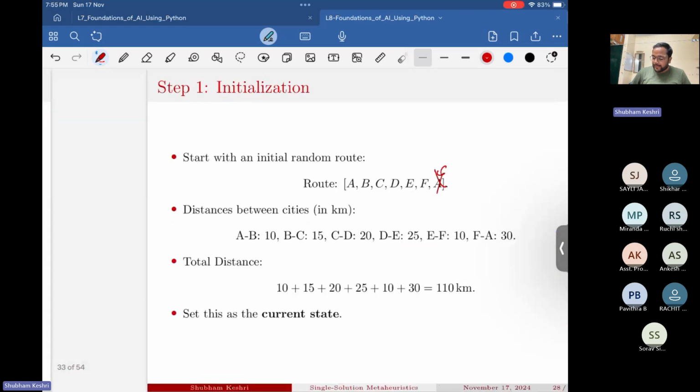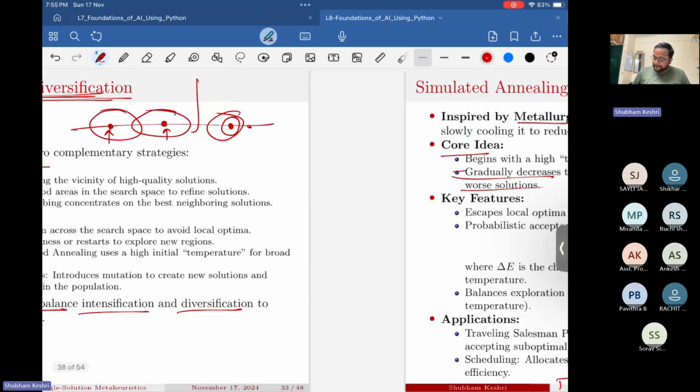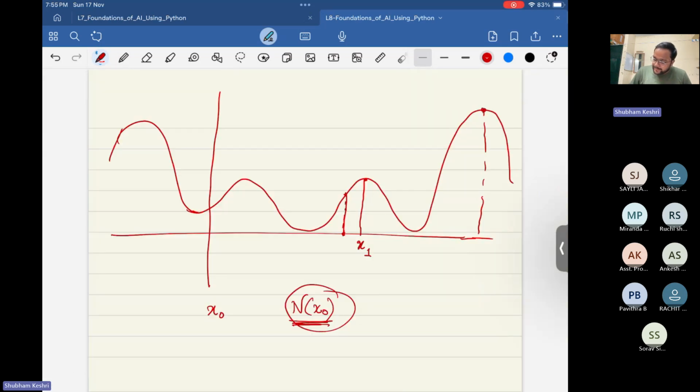Suppose you are at this point x1, and when you are at this point x1, all the neighborhood is bad, so local search will terminate. But what simulated annealing will do is check its neighbor, and there is some probability to go to that neighbor. During the start of the search, that probability is very high. Suppose with 90% probability, it can go to a worse neighbor.